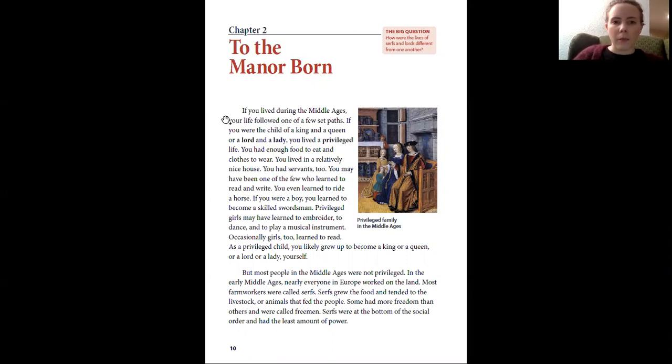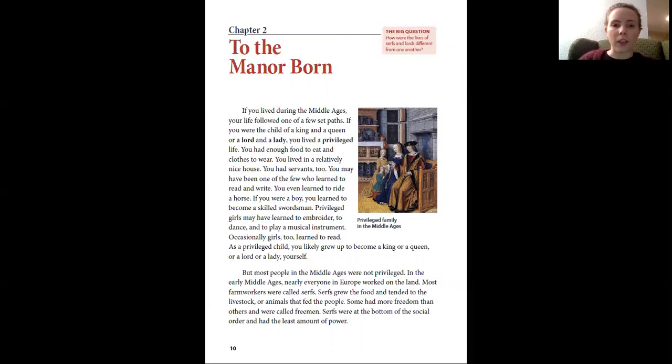If you lived during the Middle Ages, your life followed one of a few set paths. If you were the child of a king and a queen, or a lord and a lady, you lived a privileged life. You had enough food to eat and clothes to wear. You lived in a relatively nice house. You had servants too. You may have been one of the few who learned to read and write. You even learned to ride a horse.